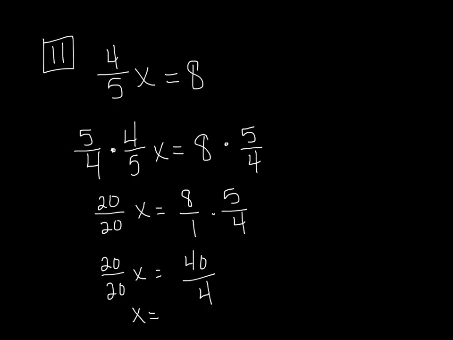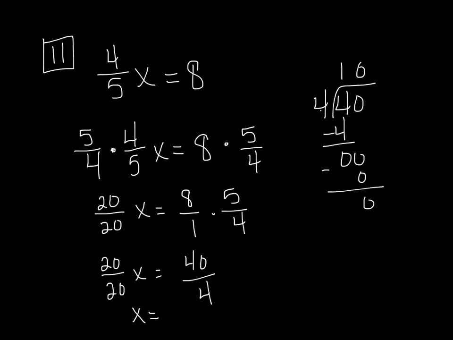Well, if I come over here, 40 divided by 4, 4 going into 4 one time, subtract, I end up with 0. 0 times 4 is 0. I have 10 as my answer.